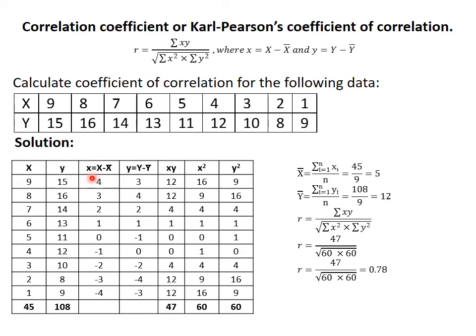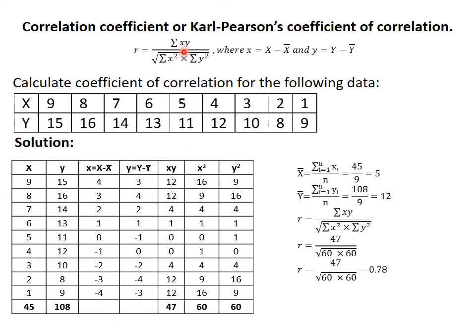Then we have to find the value for x minus x bar. How do we obtain these values? We have to subtract each and every value of x from x bar, that is 5. So 9 minus 5 is equal to 4, 8 minus 5 is equal to 3, 7 minus 5 is equal to 2. Likewise, we calculate the remaining values for x minus x bar. Similarly, we do it for y minus y bar. That is, we subtract each and every value of y from y bar, that is 12. So 15 minus 12 is 3. 16 minus 12 is 4. 14 minus 12 is 2. Likewise, calculate the remaining values.